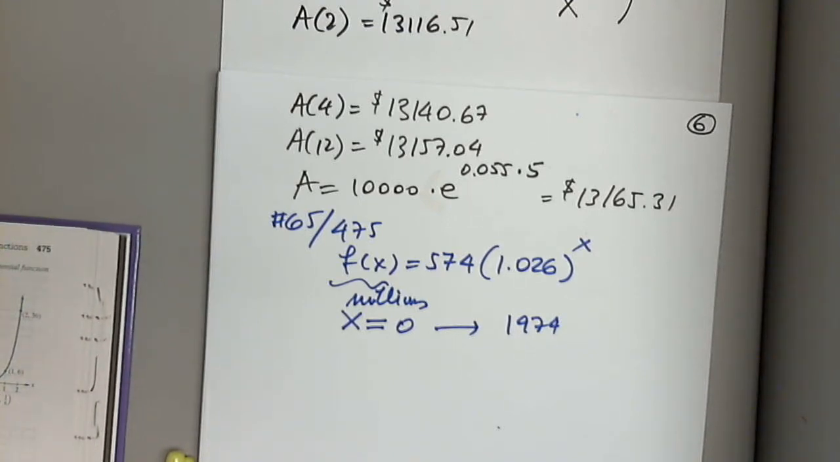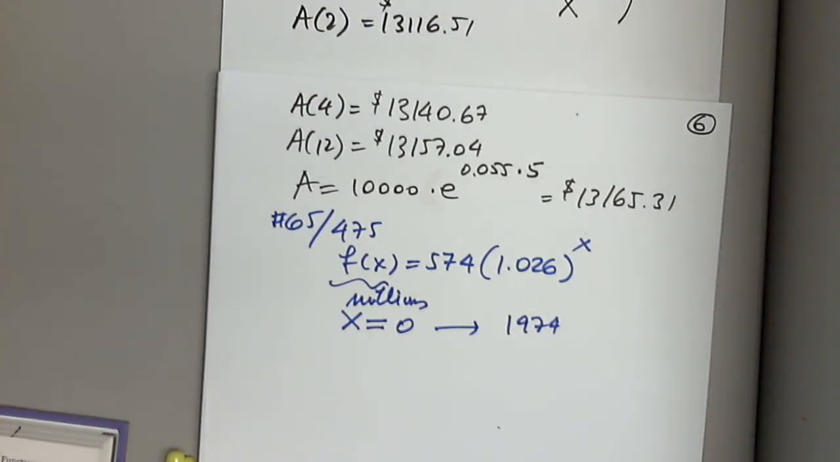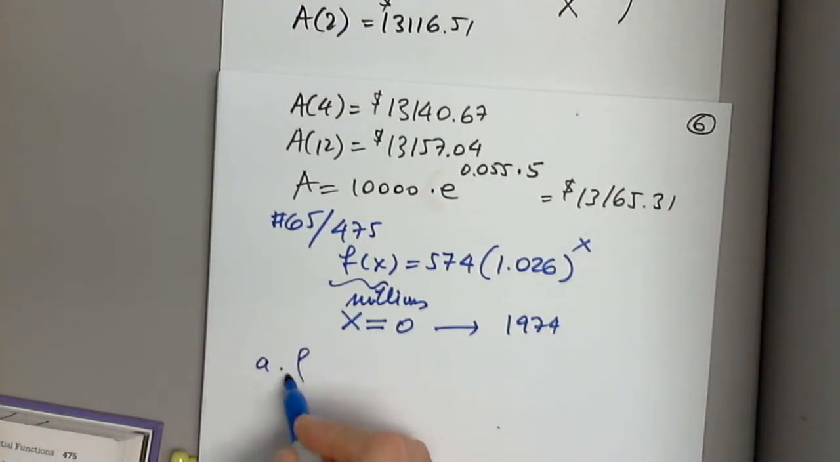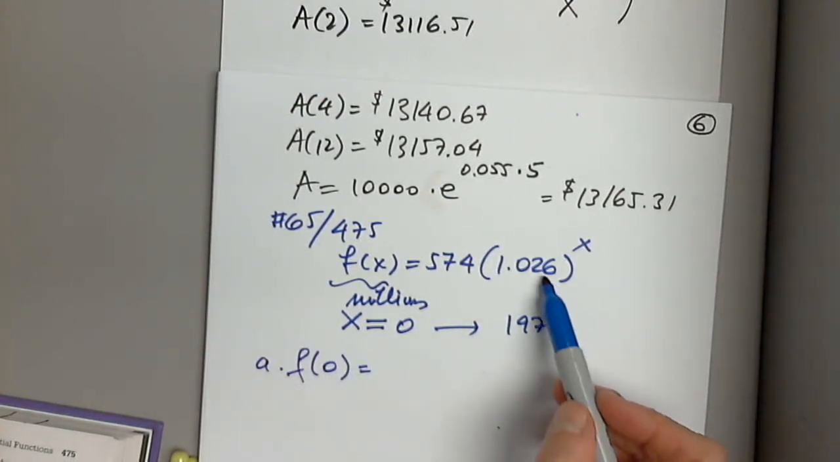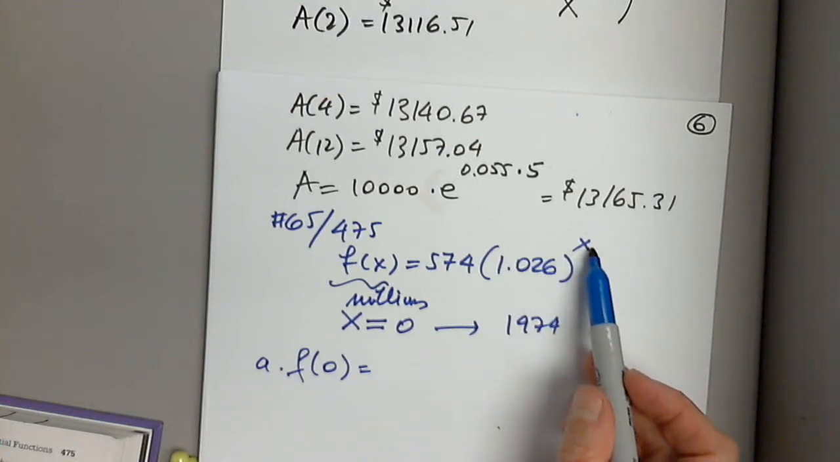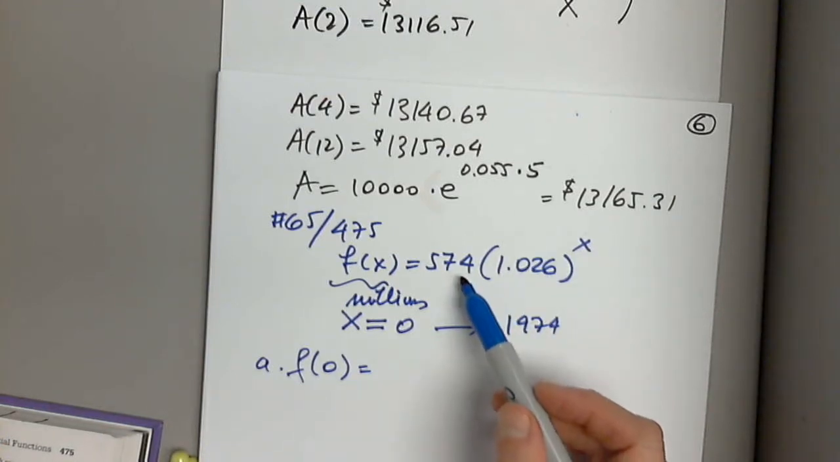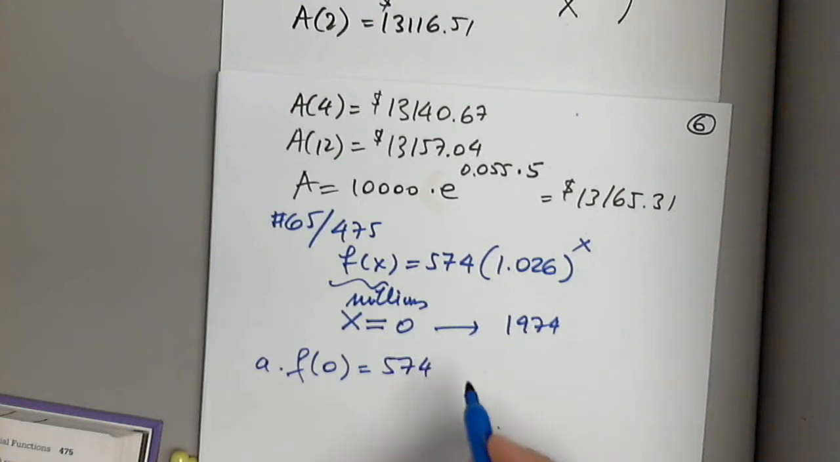Part A. Substitute 0 for x, and without using a calculator, find India's population in 1974. So f of 0, how much is a number that is not 0 raised to 0? So then 574 million.